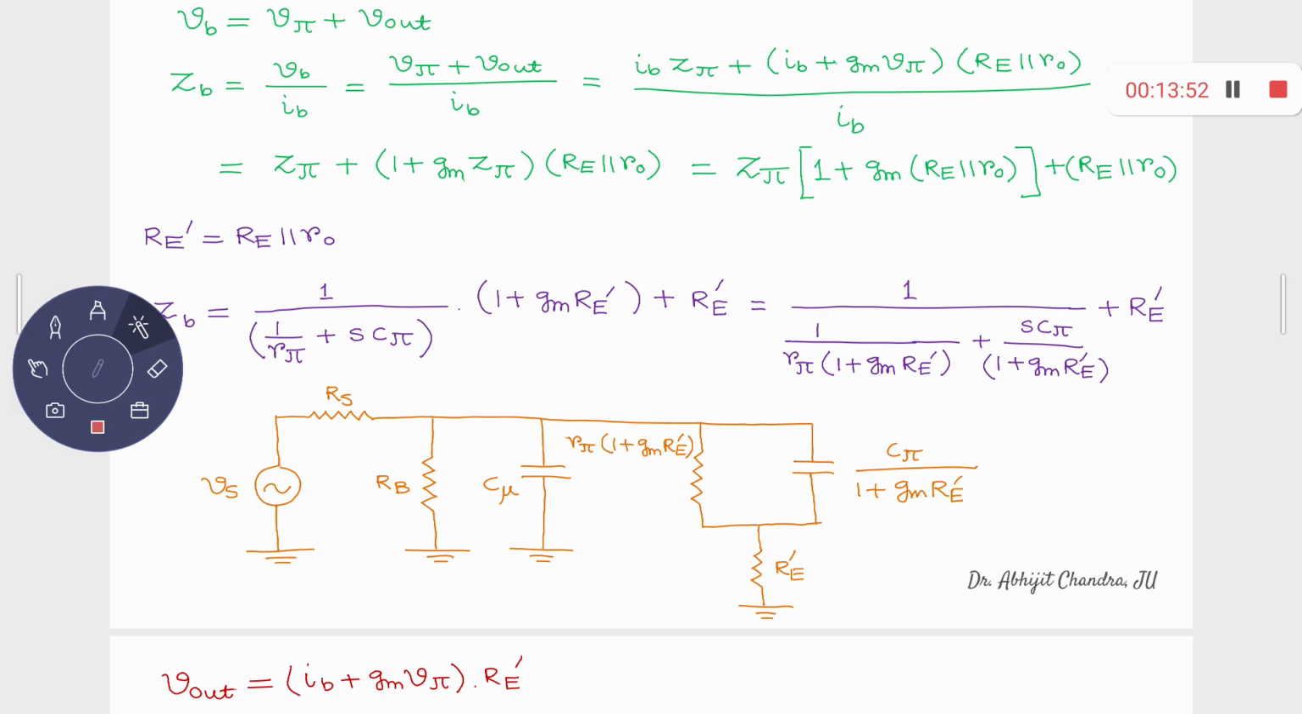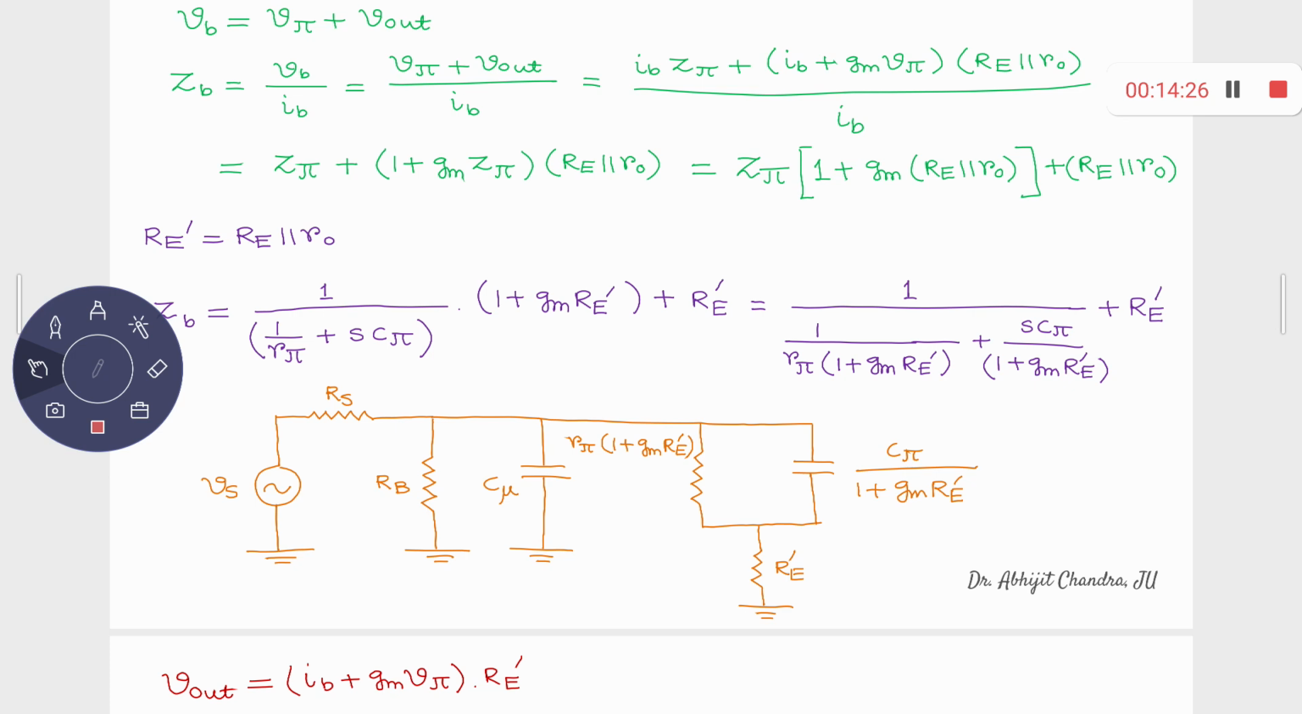Hopefully there is some bell ringing in your mind that this particular parameter, 1 plus gm Re prime, is either multiplied or divided. Last day, hopefully you can remember, there is something like 1 minus A, Z by 1 minus A. So the Miller effect will give you a 1 minus A term. This term is 1 plus gm Re prime, this term is 1 plus gm Re prime. So let's have a look once again.